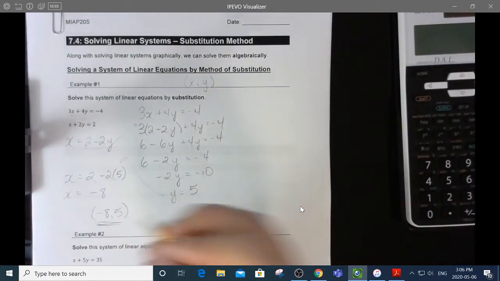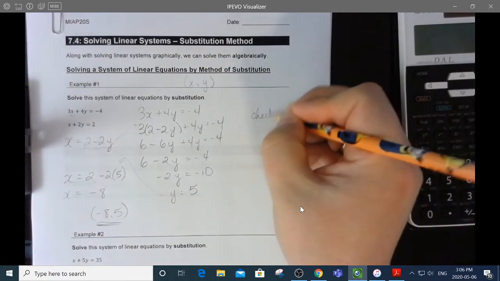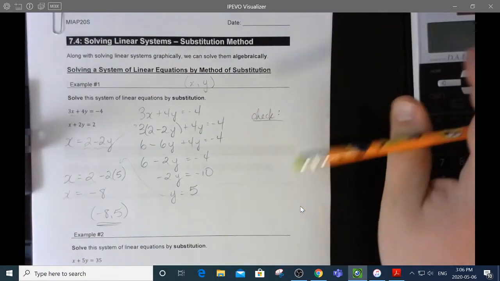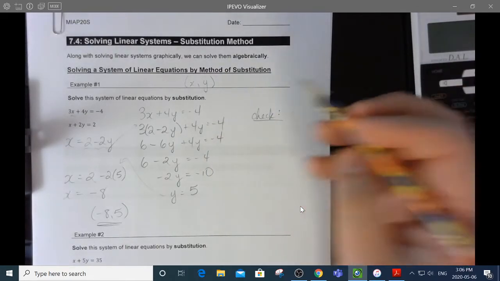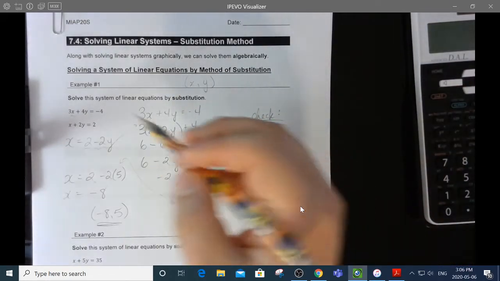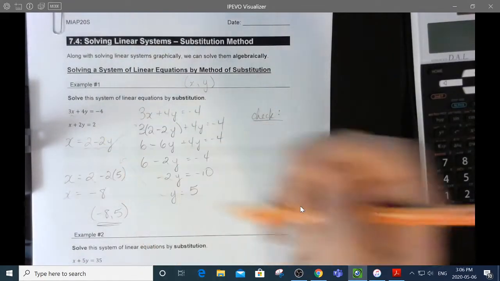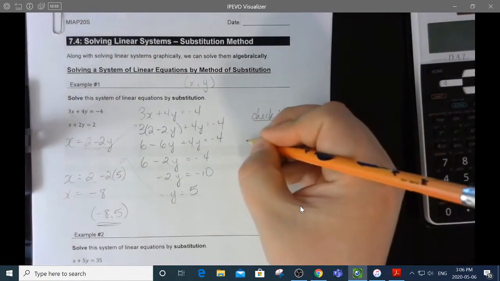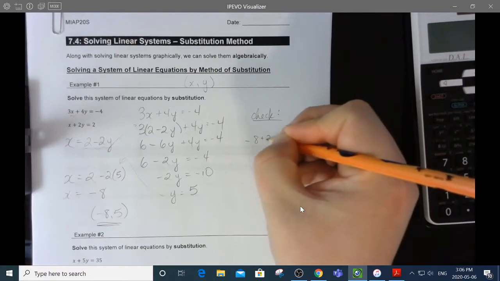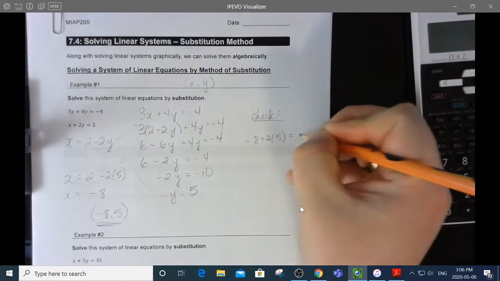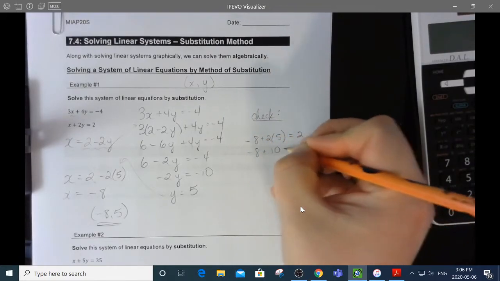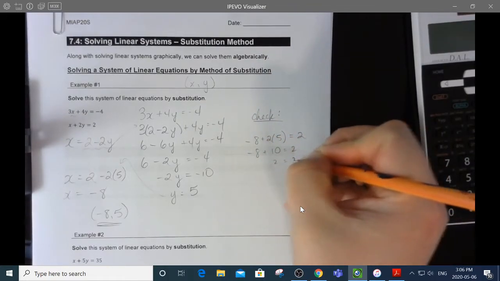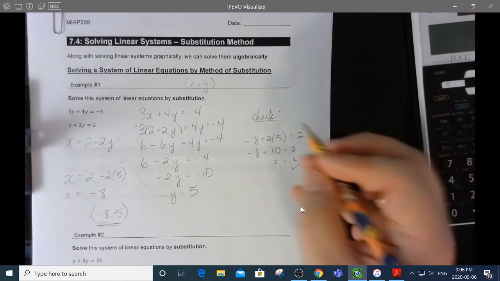So let's check and see if that's true. Now when I do a check, and you don't always have to do a check, but I want to make sure I have the right answer. Since this is the equation I did the majority of my algebra with, the first one, I'll use the second equation for my check. So negative 8 plus 2 times 5 had better equal 2. And is that a true statement? Well, let's see. Negative 8 plus 10 is equal to 2, so 2 is equal to 2, so yes, that's true.